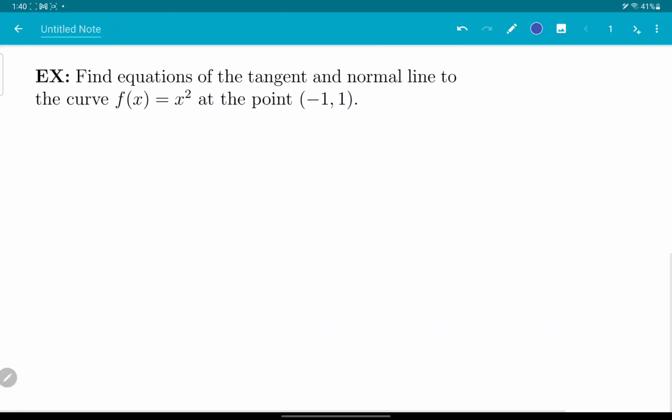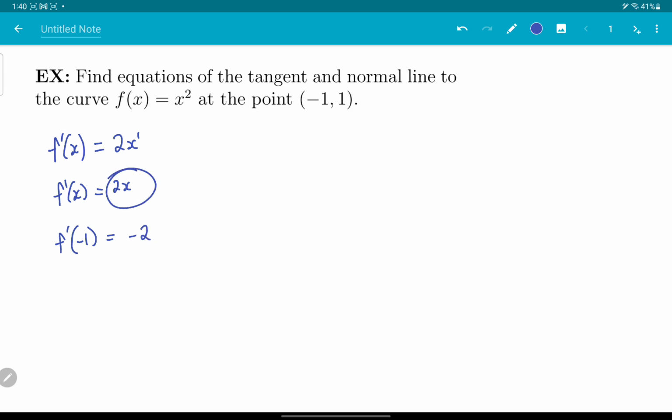Finding a tangent line. Finding a tangent line, and we'll also do a normal line, which I'll explain in a second. So we've done this before, but we'll see it's much faster now. f prime of x is going to be very quickly found to be 2x to the 1, right? That 2 comes down, subtract 1. So f prime of x is just 2x. So f prime of negative 1 will be negative 2. I plugged in x equals negative 1 right here.